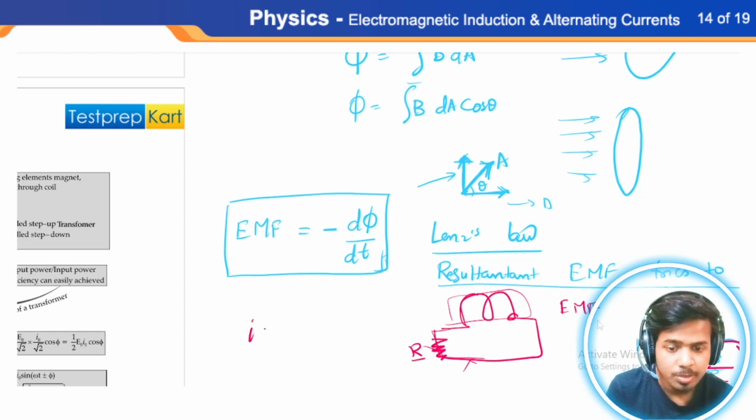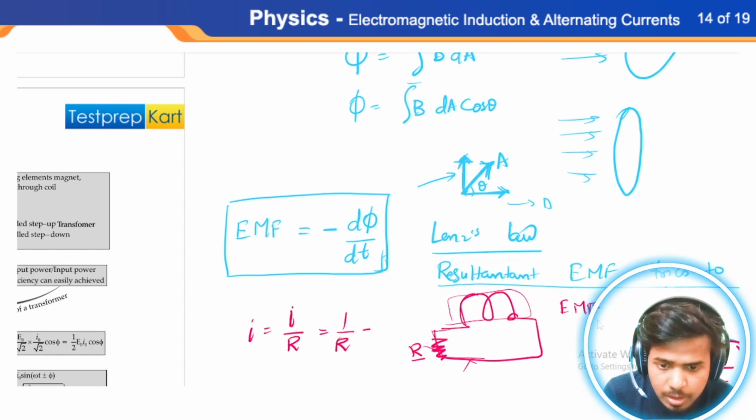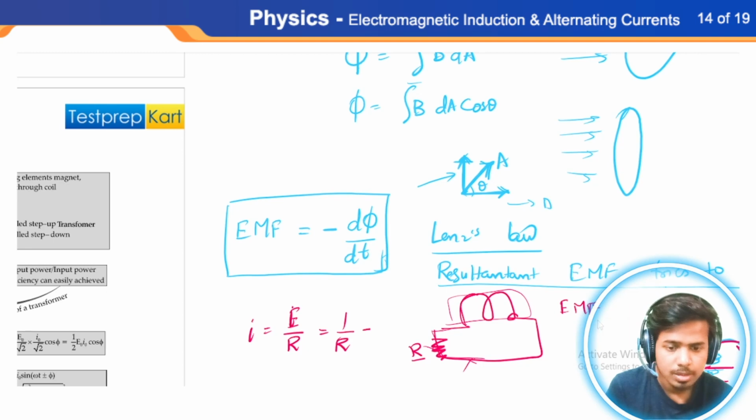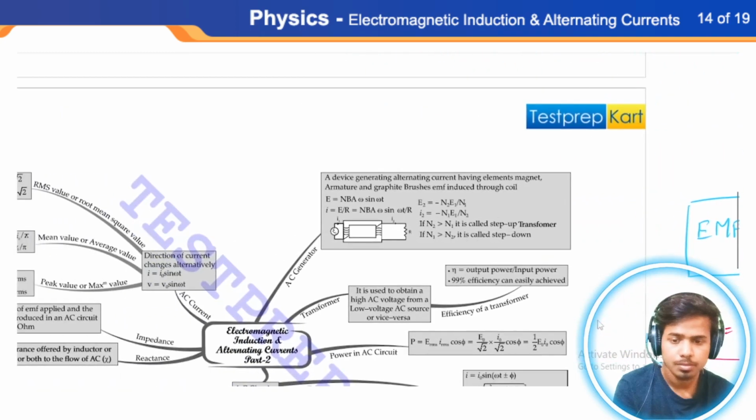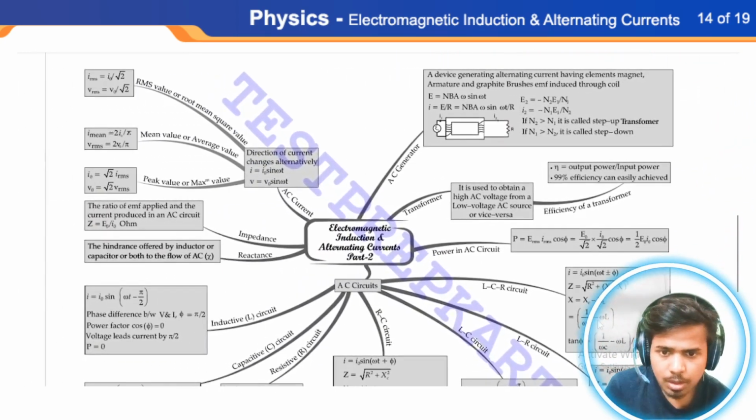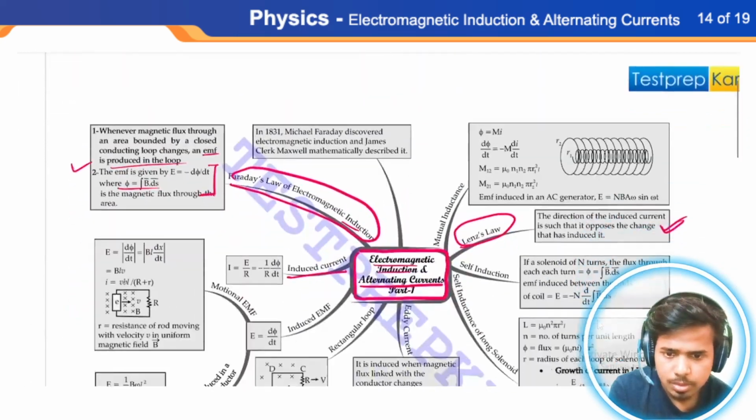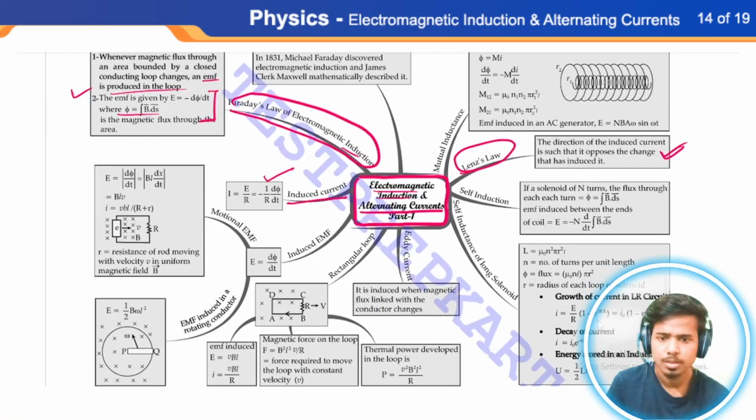So current I will be simply this I generated by R. So basically I equals 1 by R times minus d phi by dt, that is, EMF generated divided by R. This is going to be the current induced. Yes, this one. It is simply Ohm's law, nothing else.